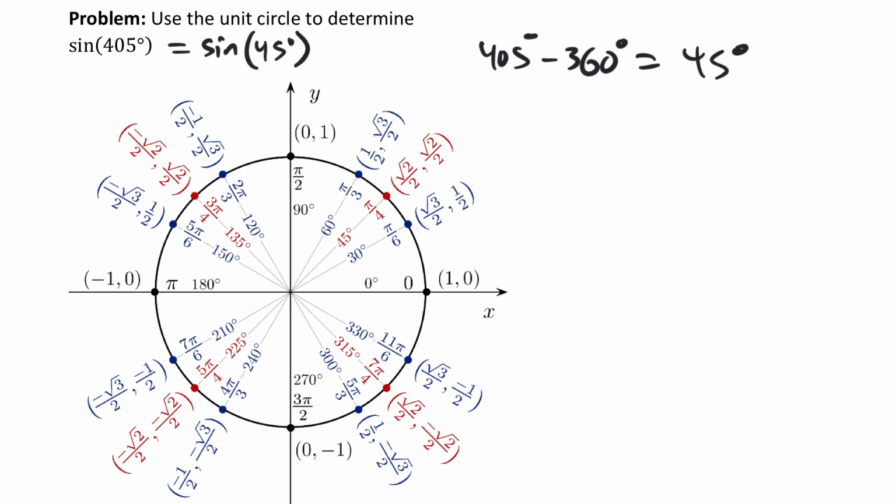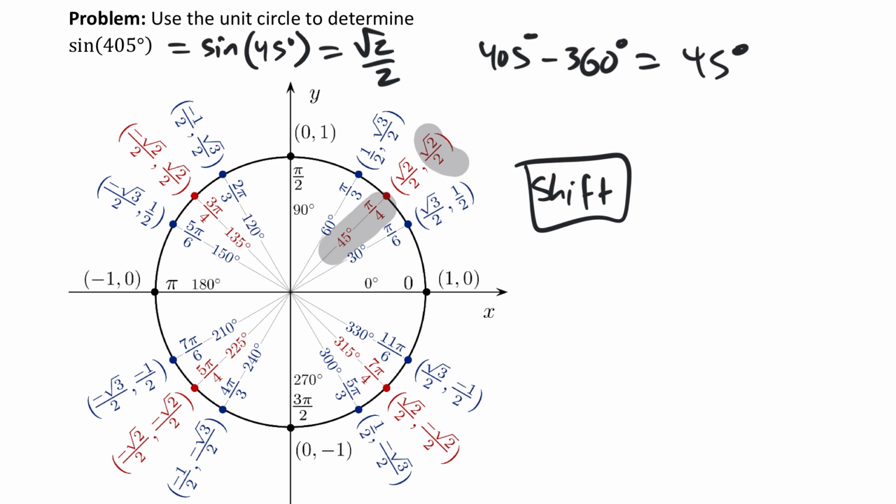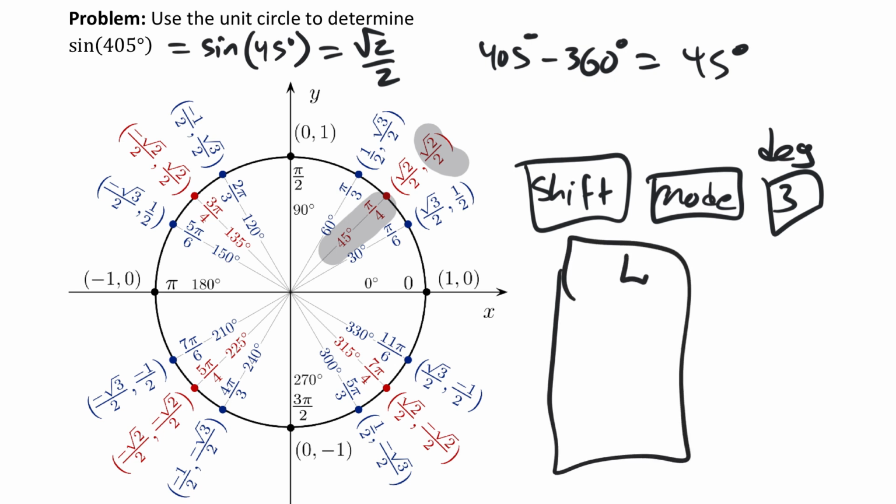Now we have to look on our unit circle for the 45. We have to look for that y value because sine is the y values, and we get root 2 over 2. Again, if you really want, you can check this on your calculator, but you have to make sure you're back to degree mode. So you have to hit shift, then you have to hit mode, then you have to hit 3. It should say deg for degree mode. And then on your calculator, you know you're in degree mode when there's a little D up at the top for degrees. If you type in sine of 405, you should get square root 2 over 2.